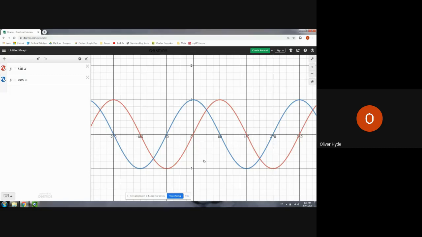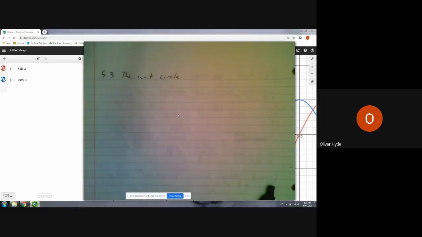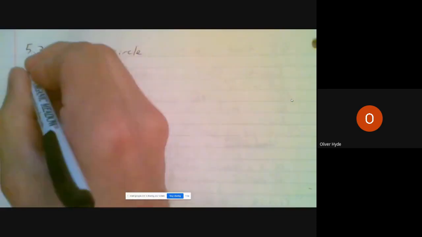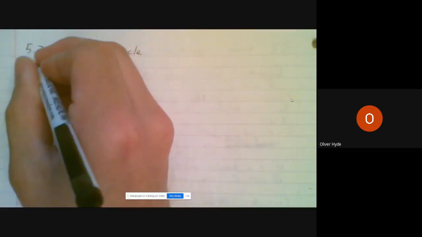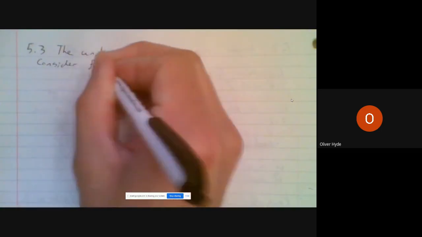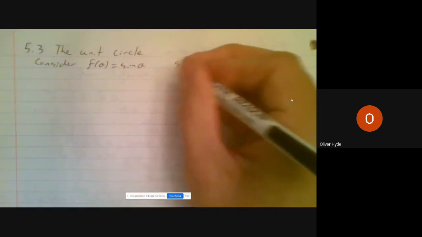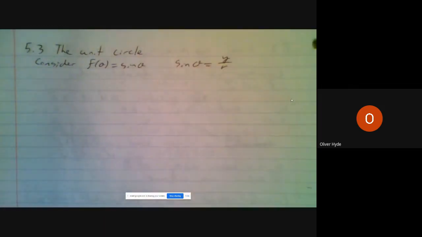Okay. All right, back to some work by hand. The unit circle. All right. What you want to do is, let's say, consider f of theta being the sine of theta. And we know that by definition, the sine of theta is the ratio of y to r.